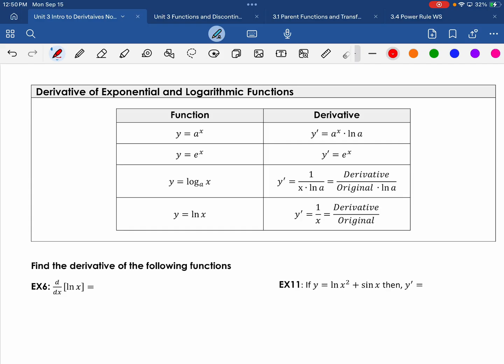If it is something besides an ln, so a different base than e, it's going to be the same thing. The original on the bottom, the derivative on top, but you have to account for the base not being e by putting an ln of a on the bottom with the x. Okay? All right, so now let's practice these guys, and then we'll be done.